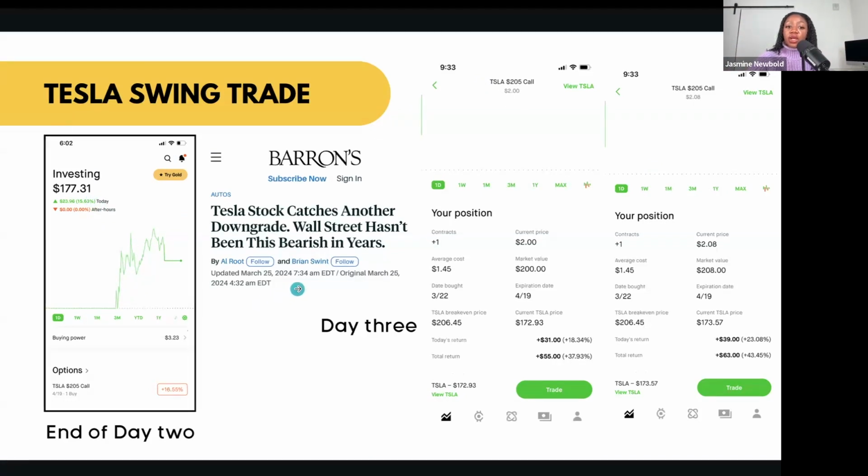Now, this is the morning of day 3, March 25th. There was some news saying Tesla stock catches another downgrade. Wall Street hasn't been this bearish in years. And so this is pre-market, 7:34 a.m. So I'm like, dang, there goes my swing trade. I'm going to have to hold it even longer than I'd like because clearly this is terrible news. Wall Street hasn't been this bearish in years.